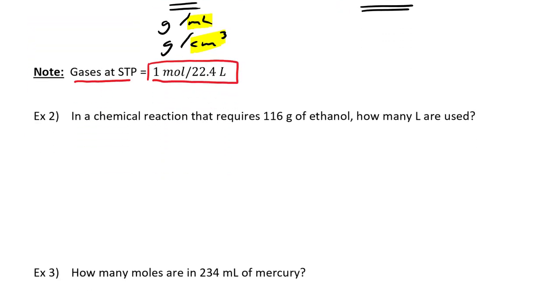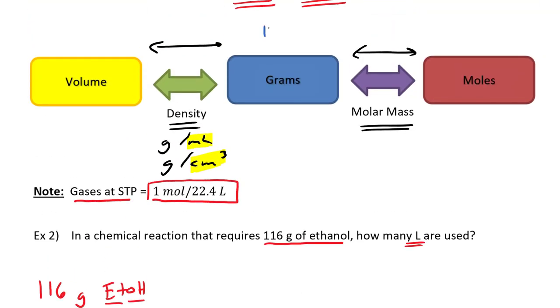Let's now look at a few examples. A chemical reaction requires 116 grams of ethanol. How many liters are used? Write down what I'm given, 116 grams of my ethanol. That's the short form for ethanol. That's your alcohol part, that's your ethyl part, ethanol. I have 116 grams of ethanol and I want to go to volume in liters. I will now use the density to calculate that.